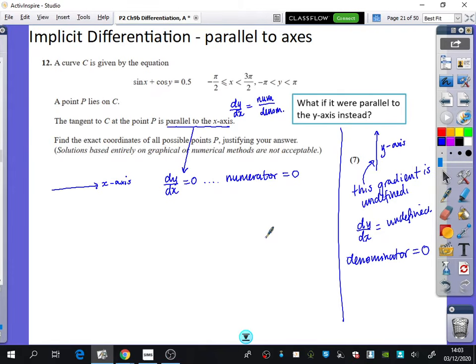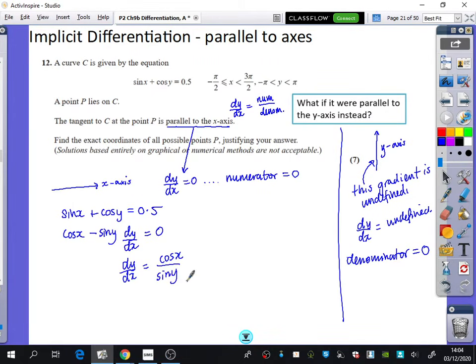So we now have got a strategy of what we're going to do for the question. Let's just differentiate. So we've got sine x plus cos y equals a half. Sine x is going to go to cos x. Cos y is going to go to minus sine y dy dx equals 0. So then we get dy by dx is equal to cos x over sine y.